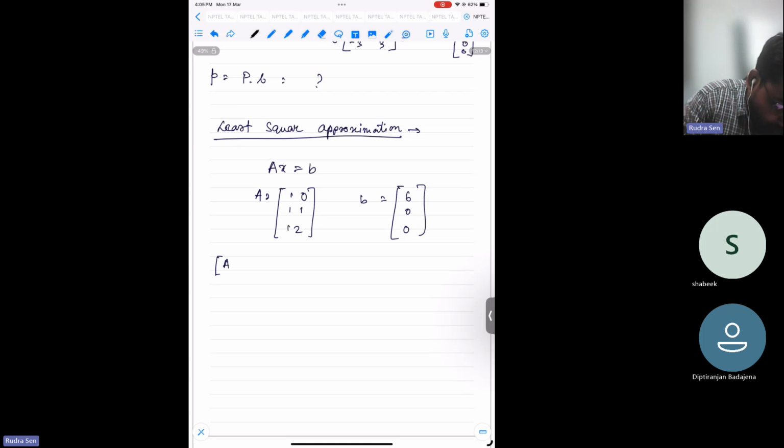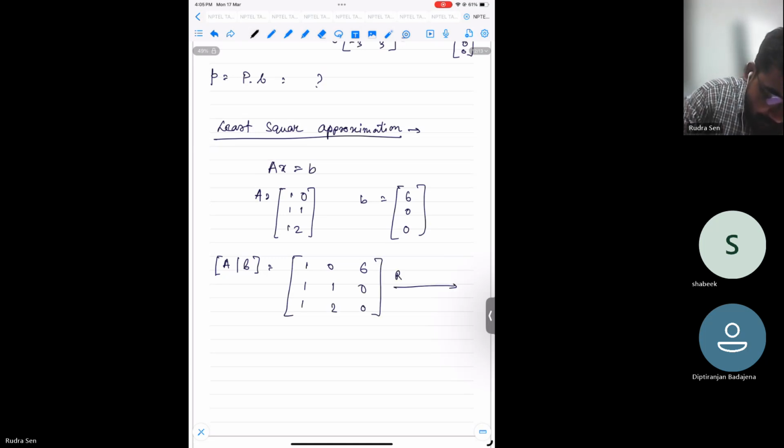So if we do the row elimination, R2 is R2 minus R1, and R3 is R3 minus R1.